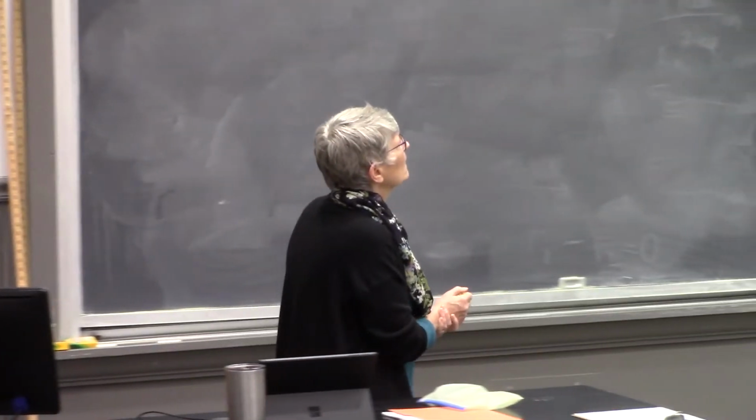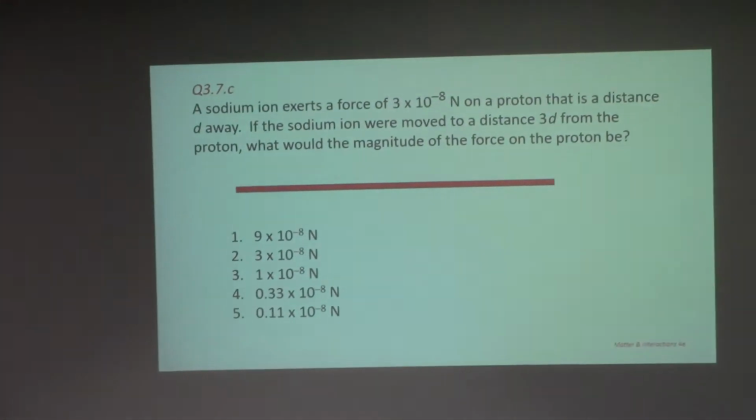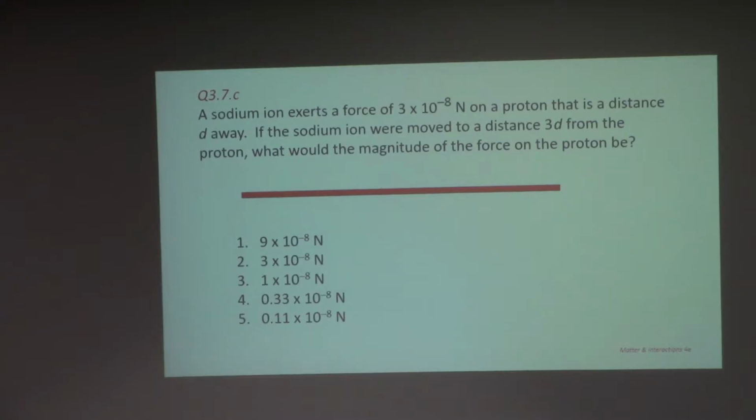So let's just review slightly. Okay. So there's a sodium ion which exerts a force of 3 times 10 to the minus 8 newtons on a proton that's some distance d away. If we move the sodium ion so it was a distance 3d away instead, what would the force now on the proton be? So take a second and think about it, and then hold up the number of fingers corresponding to the appropriate answer.